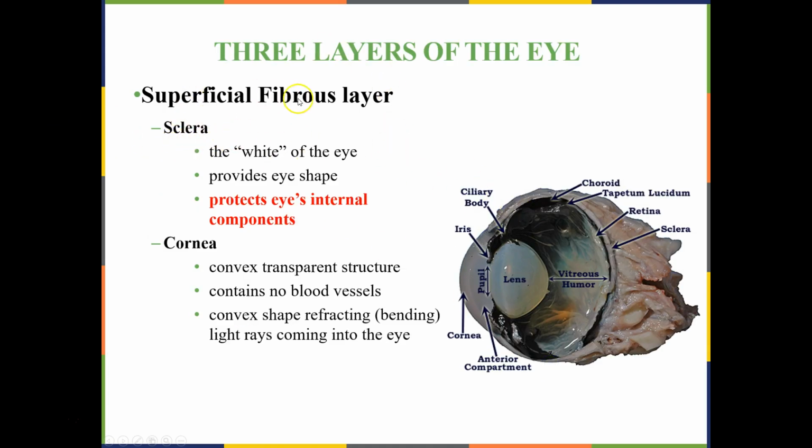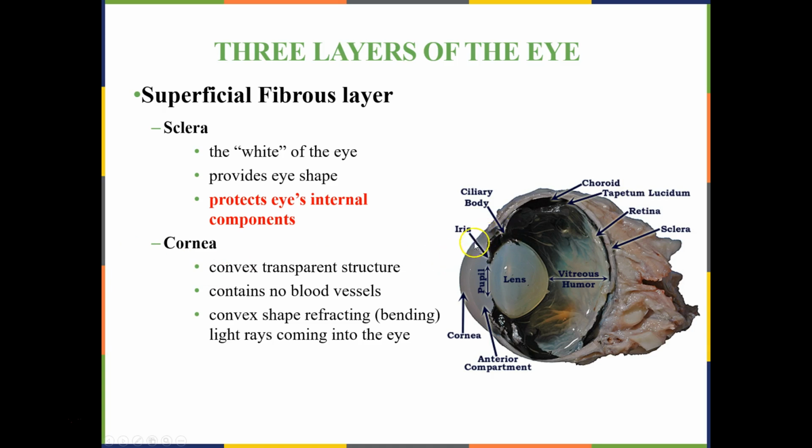This first outermost tunic of the eye is known as the fibrous tunic or fibrous layer. On the posterior aspect, all the way up to the cornea, it is called the sclera, or the white of the eye. This is composed of dense regular connective tissue. It's an avascular tissue, but it's very protective, containing lots and lots of collagen fibers.